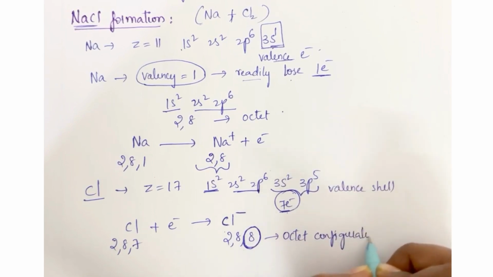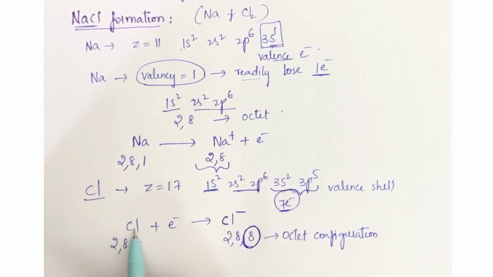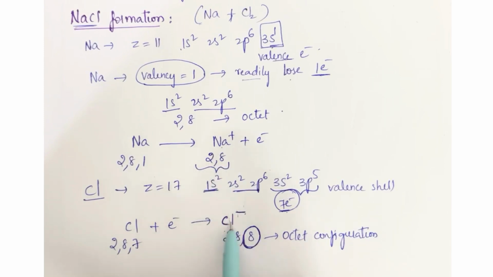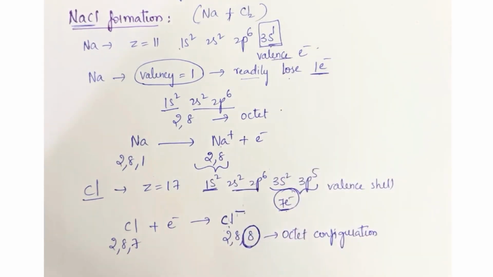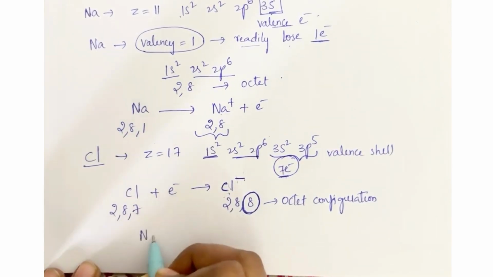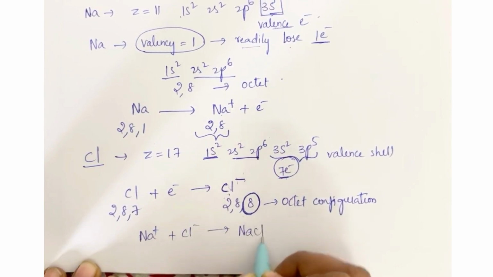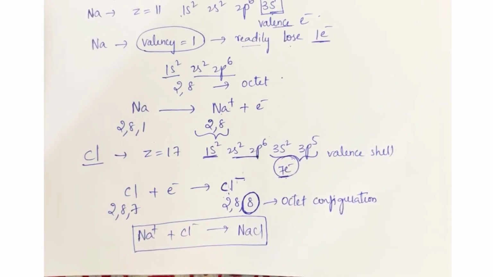So sodium is stable by forming sodium plus, and chlorine is stable by forming chloride ion. But ions cannot be left individually like that. What they do is try to combine and neutralize the positive and negative charges. Now what is the third step? The third step is to combine these two ions. Na plus combines with Cl minus to form NaCl. So this way ionic bonding is possible.